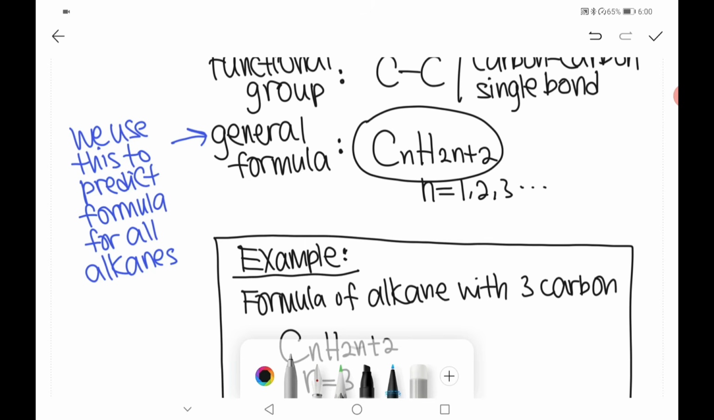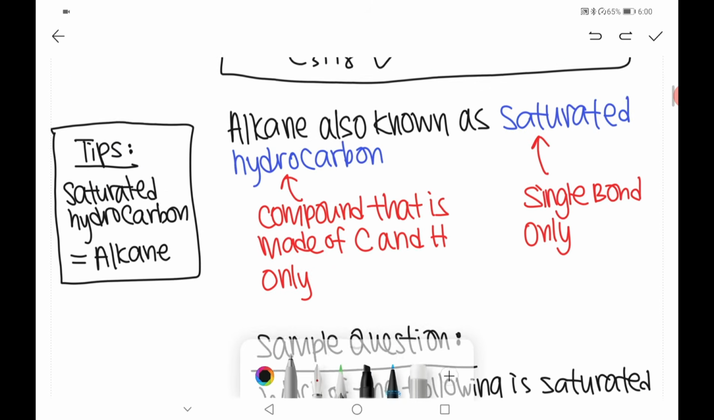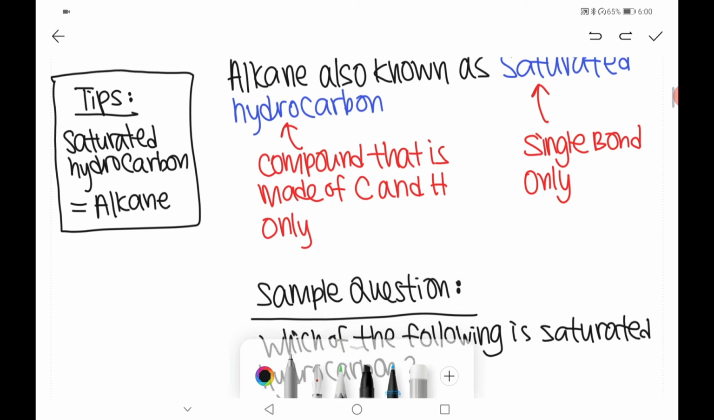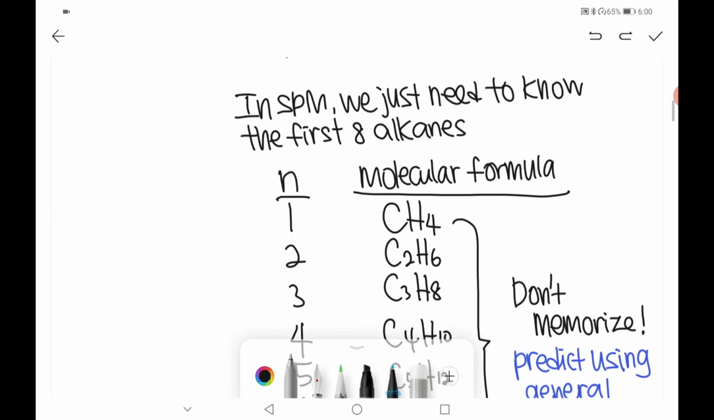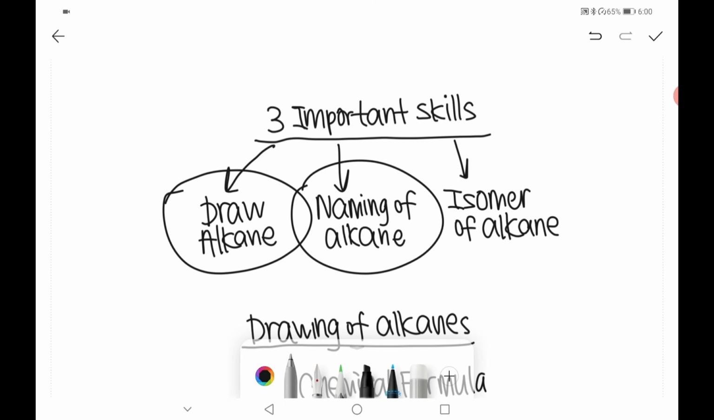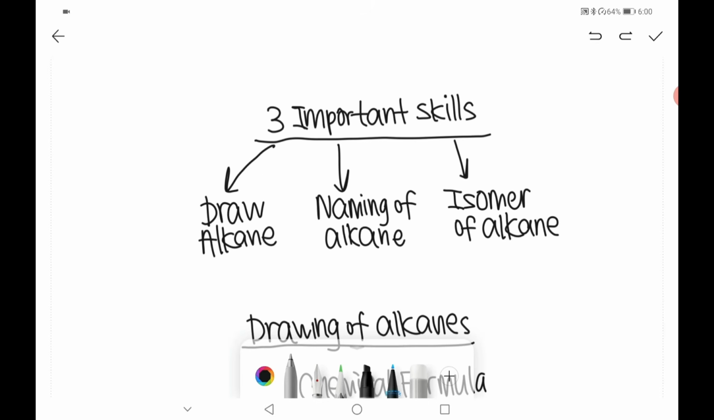You can substitute the n with the number that you want, starting from 1 until infinity. But normally for SPM, you need to know until 8 only. Make sure you know alkane. We also call it saturated hydrocarbon. You need to know 3 important skills, and today we cover 2 skills: drawing and naming.